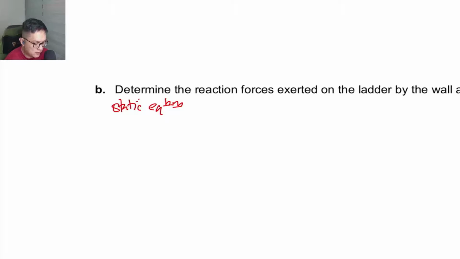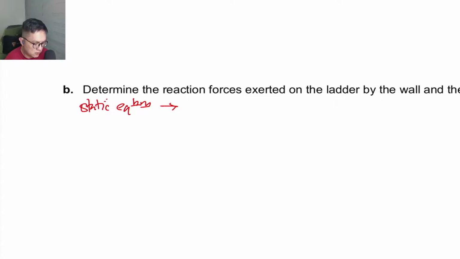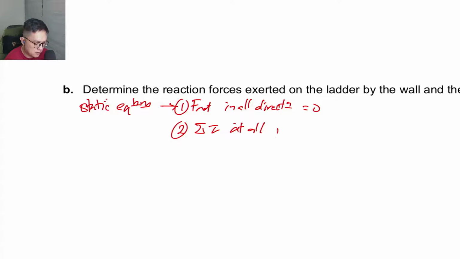Then we can say two things. We can say that the net force in all directions is equal to 0. That's one. Second, we can say the net torque, the summation of torque at all points, equals 0 as well. So let's make use of condition 1 first.